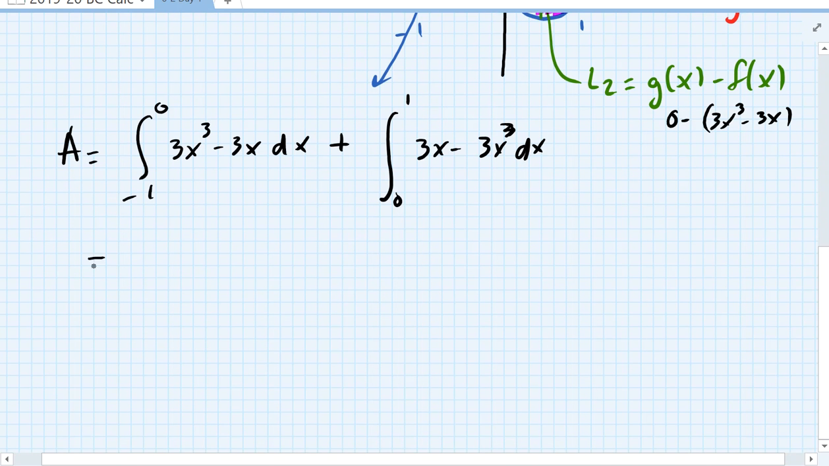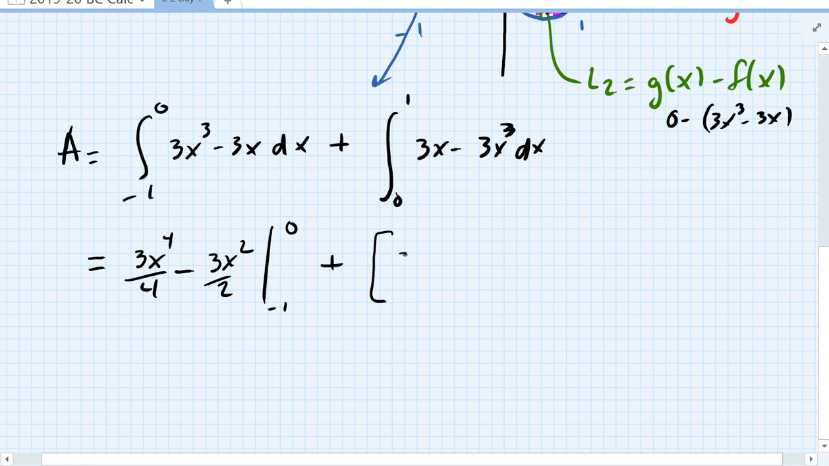What's the antiderivative of 3x cubed? 3x what? Over. And what's the integral of 3x? Evaluate from -1 to 0. Plus, this one is going to be, and I'm going to put brackets just so you don't get them mixed up. It's going to be the 3x squared over 2 minus the 3x to the 4th over 4, and this one's evaluated from 0 to 1.